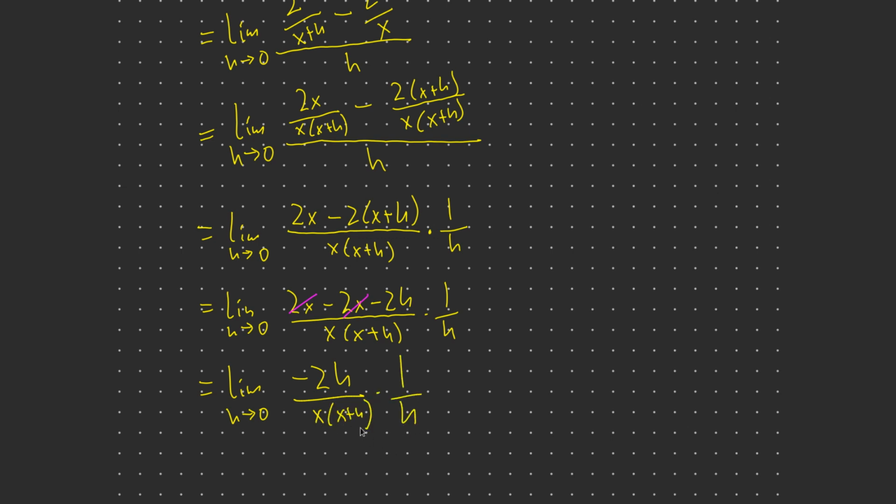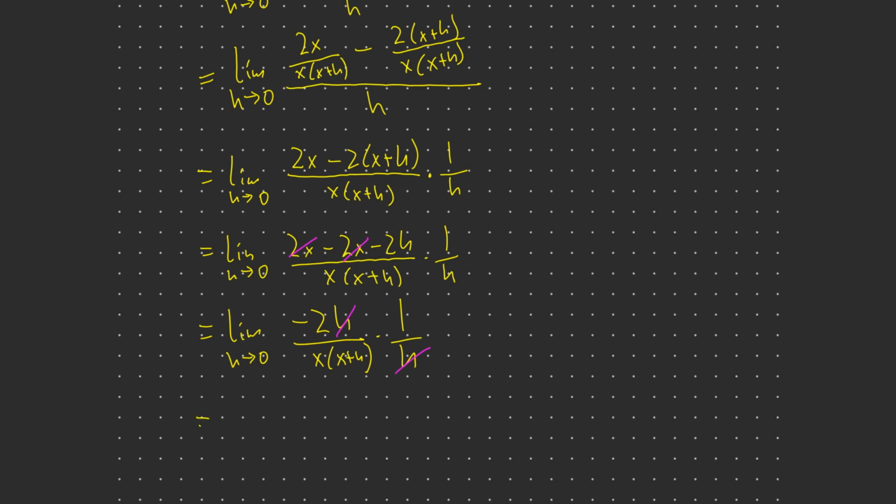And now we can see that we have some simplification happening here. We have some cross canceling happening in the multiplication here. Basically, this h cancels with this h in the denominator. And so we can simplify this to just the limit as h goes to 0 of negative 2 over x times x plus h. And now this limit as h goes to 0 has been patiently waiting this whole time, so we can finally go ahead and evaluate this limit.